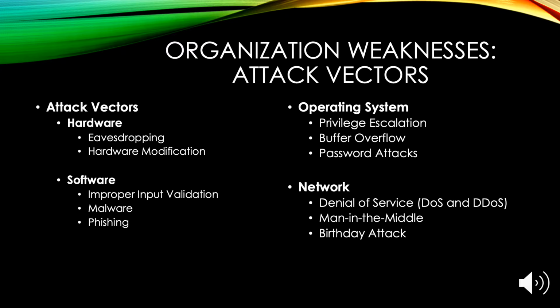Phishing attack occurs when an end user clicks on a malicious link or file. This malicious link or file steals the user's credentials after they are inputted. Many times, phishing attacks try to impersonate the government with an urgent matter. Operating system attack vectors are privilege escalation, buffer overflow, and password attacks.